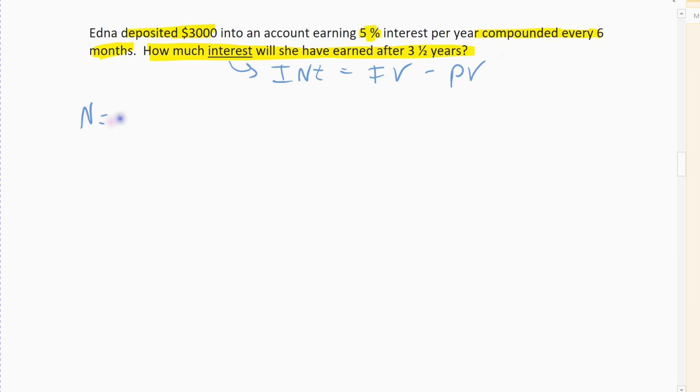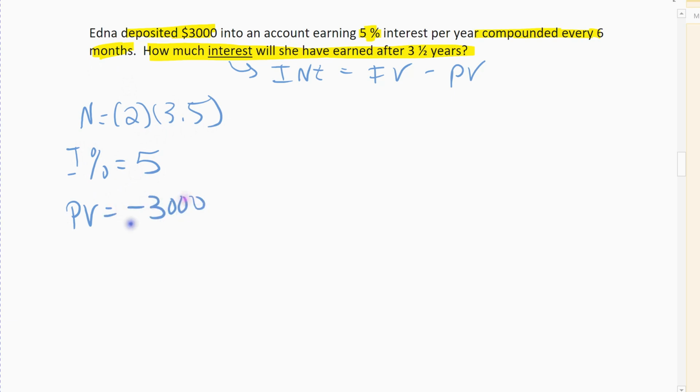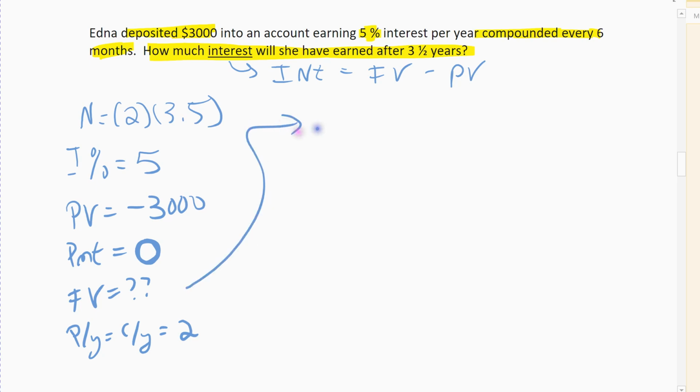Plugging it in the TVM solver, it's going to be every 6 months, so twice a year for 3.5 years. It gets compounded. Interest gets reinvested. Our interest rate is 5. Present value is a negative 3,000. PMT, you've got to remember there isn't any, and it's important that you put the 0 there. Future value is what we want to figure out. Payments and compounding period are 2 in this case, because it's compounded every 6 months. That's twice a year. So figure out the future value.